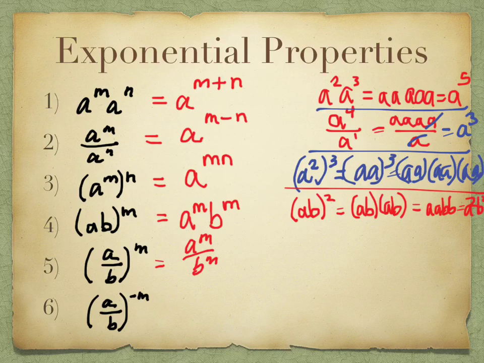So you can't just distribute exponents across addition or subtraction. Multiplication, division, absolutely. Addition, subtraction, we can't do that. It simply will not work with the numbers that we're working with. All right, the last one, number 6.